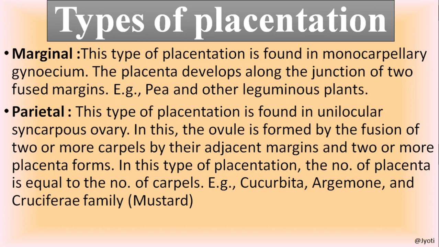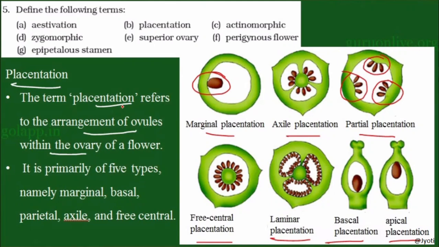So here the carpels are more than one, they are fused, but what is the exception? The ovarian chambers do not correspond to the number of carpels. The ovary has a single chamber or single locule inside which the ovules are present. Okay, so let us see the picture.